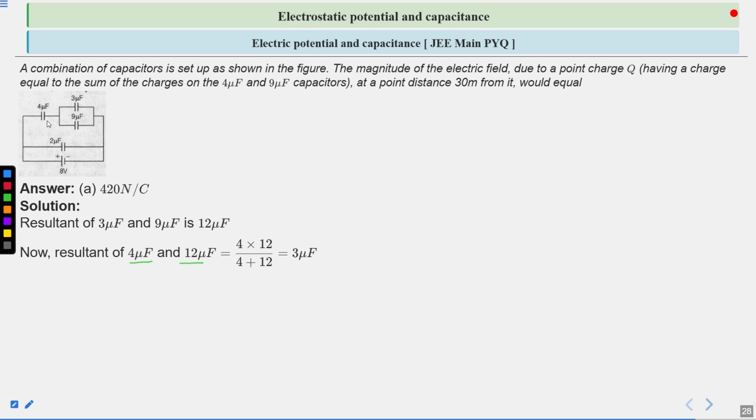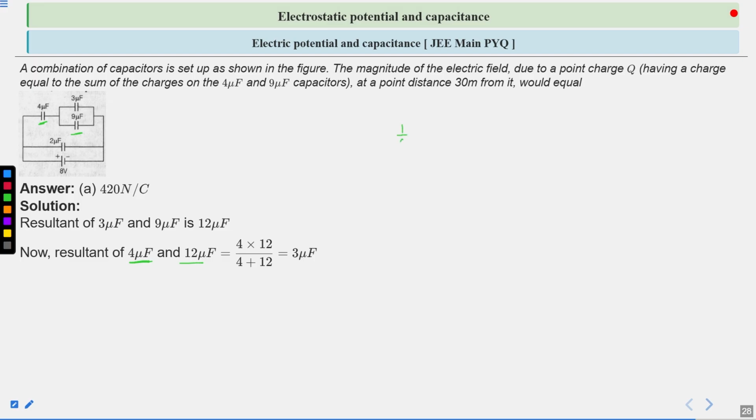Now the 4 microfarad capacitor and this combination are in series. So the equivalent capacitance of this series combination has a 4 microfarad capacitor and a combination of 12 microfarad. Since they are in series, what is the formula? 1 by C equivalent is equal to 1 by C1 plus 1 by C2. After rearranging, we get C1 plus C2 upon C1 C2.